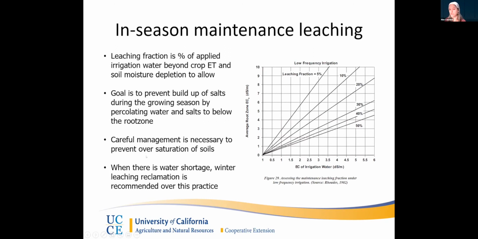But when there's a water shortage, winter leaching is generally the recommended practice for managing salts. So saving any extra water that you might have may be better to put on during the winter when evapotranspiration rates are low.